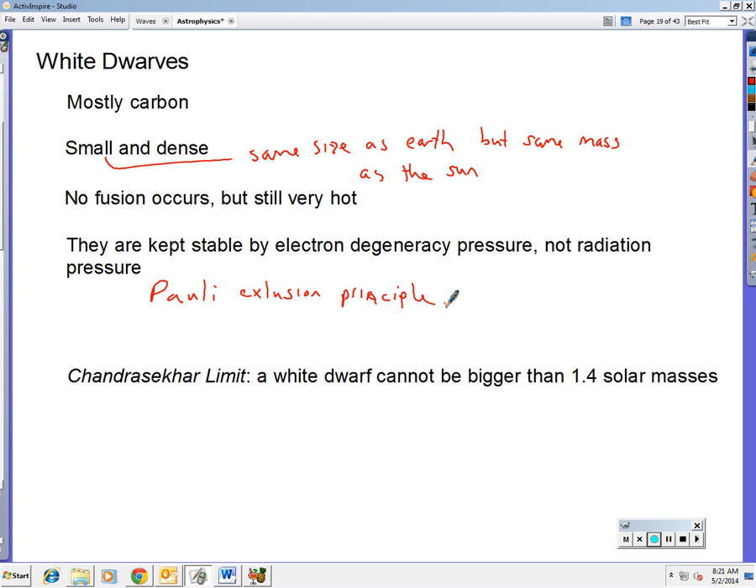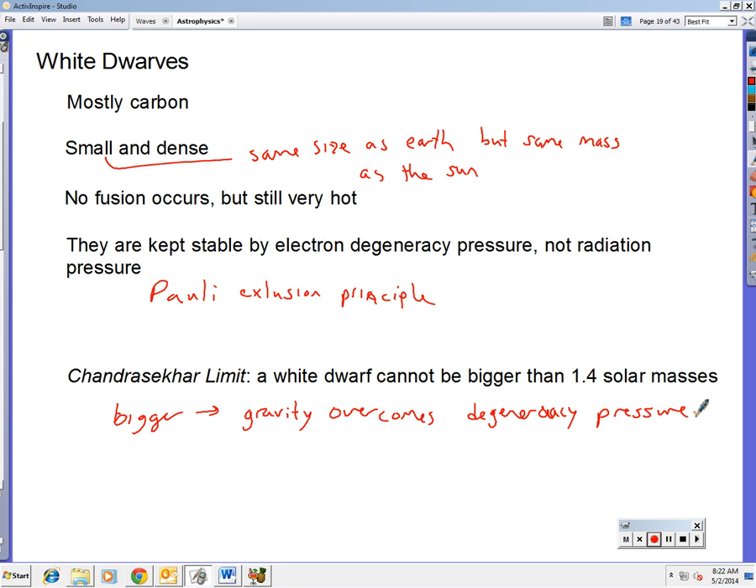There's something called the Chandrasekhar limit, though. It is a maximum size of a white dwarf, and it turns out the white dwarf cannot be bigger than 1.4 solar masses. If the white dwarf were to be larger than that, then electron degeneracy pressure would not be strong enough to overcome gravity. And in the next video, we'll talk about what happens for stars where the core is bigger than 1.4 solar masses.